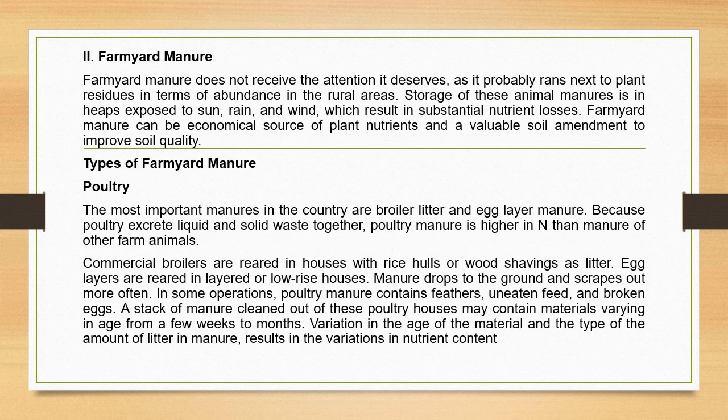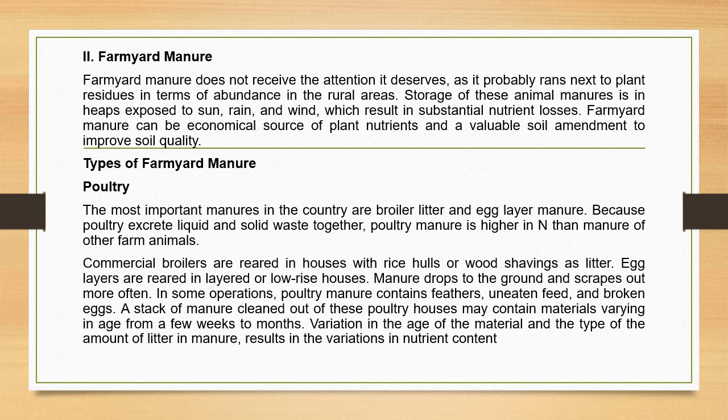Farmyard manure. Farmyard manure does not receive the attention it deserves, as it probably ranks next to plant residues in terms of abundance in the rural areas. Storage of these animal manures is in heaps exposed to sun, rain, and wind, which results in substantial nutrient losses. Farmyard manure can be an economical source of plant nutrients and a valuable soil amendment to improve soil quality.